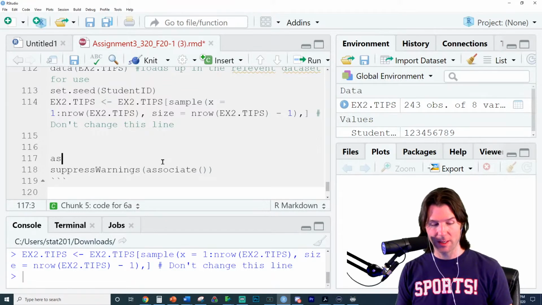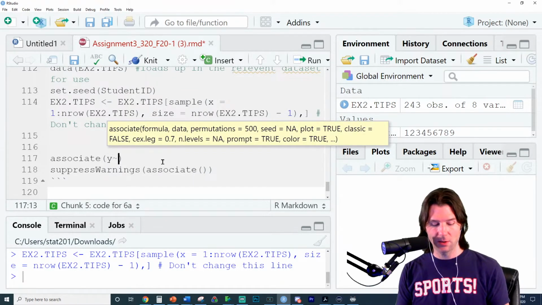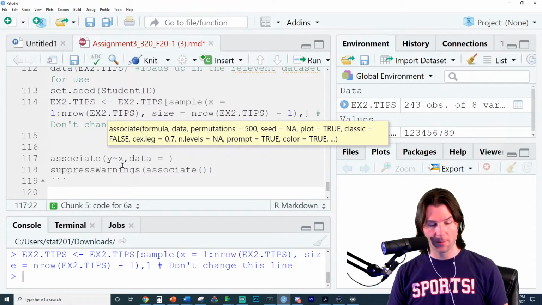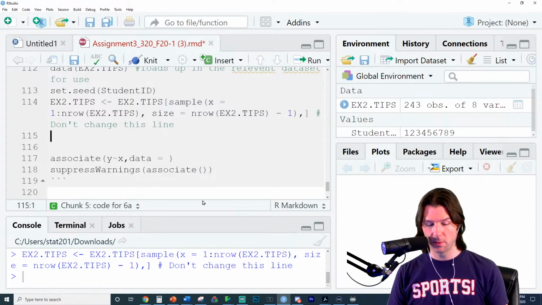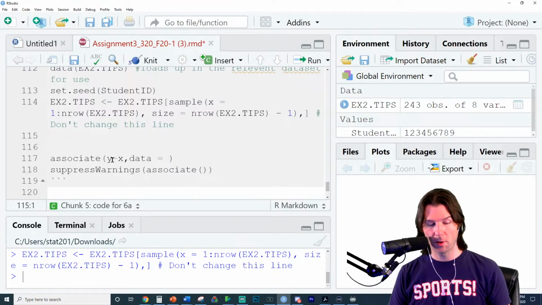Well, the associate, you are correct. So we type associate, and we get this, and then inside of it, we do y tilde x comma data equals. So we do this format right here. So we need to know our y variable, and the y variable is going to be, what was it? We were trying to explain party size.